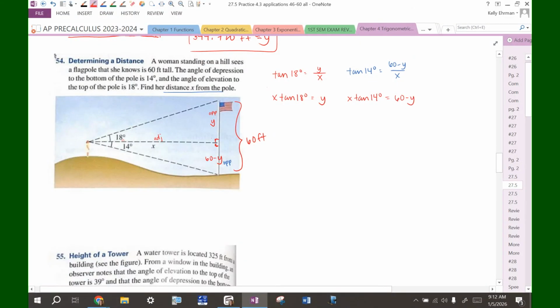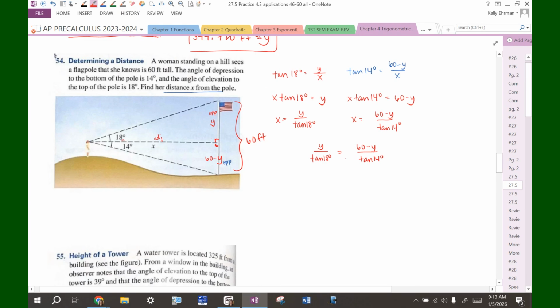And now here I have some options because we can do things algebraically or we can do things graphically. I want to solve for x. So in both equations, I would like to get x by itself. So let's do that. x equals y divided by the tangent of 18, and x equals 60 minus y divided by the tangent of 14. Now, if both of these equations are equal to each other, then y over the tangent of 18 would have to equal 60 minus y over the tangent of 14.